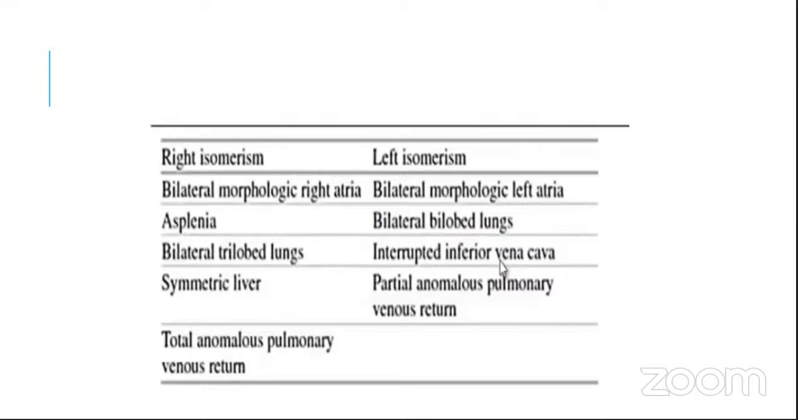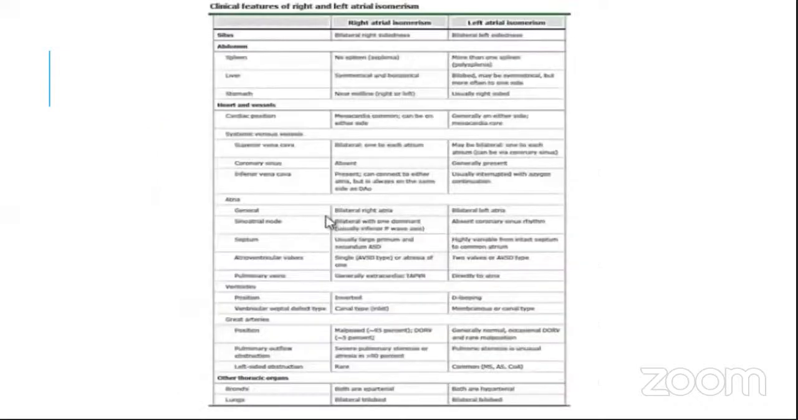So in summary, right isomerism has bilateral morphological right atria, asplenia, bilateral trilobed lungs, symmetric liver, and total anomalous pulmonary venous return. In left isomerism, we have bilateral morphological left atria, bilateral bilobed lungs, interrupted inferior vena cava, and partial anomalous pulmonary venous return. This is just a summary of the clinical features of both right and left isomerism.